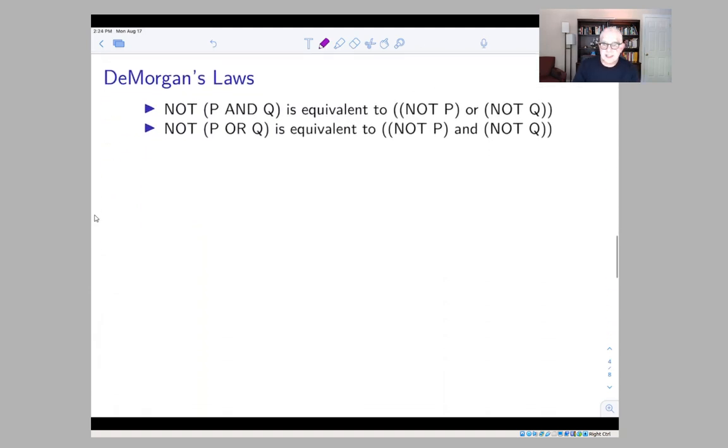There are a few particular examples of logical equivalence which come up all the time, and in fact some of them even have names. So there are two statements here which tell you how not behaves with AND and OR. They're called De Morgan's laws. So the first one says that not (P and Q) equals not P or not Q. Is this true? Well, to test it, we have to look at the truth tables.